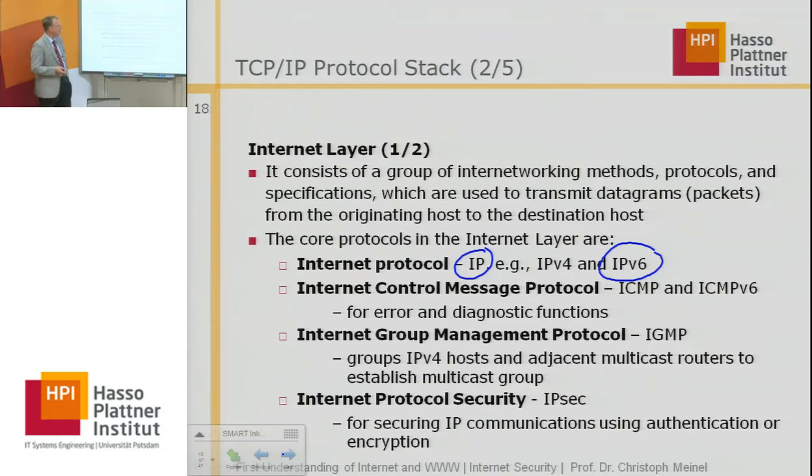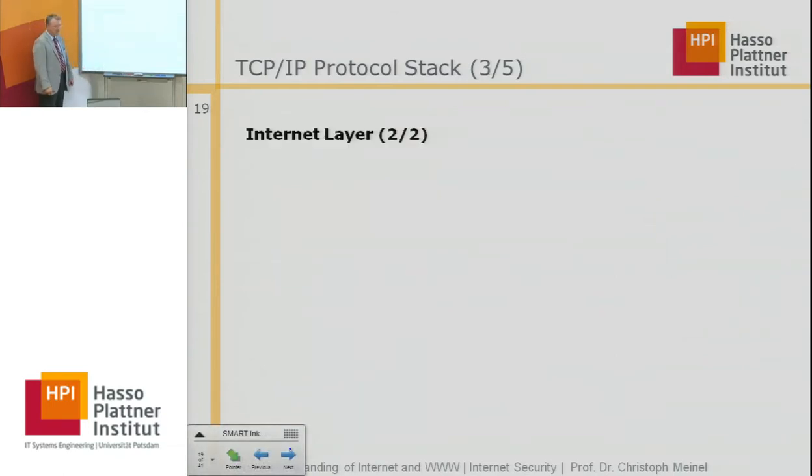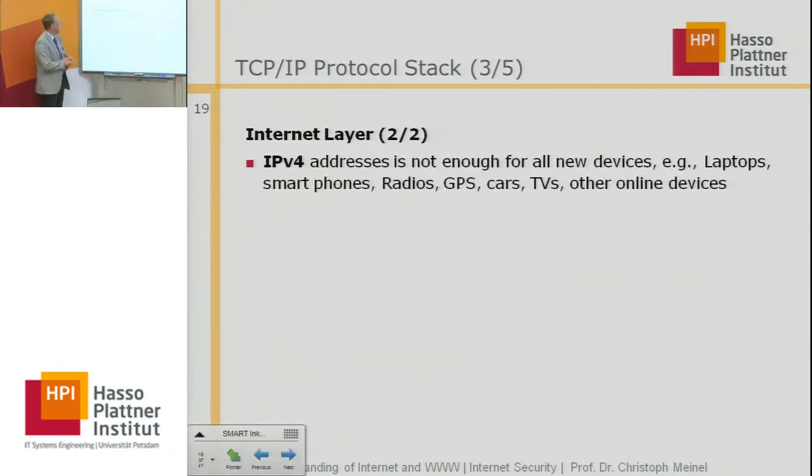Then we have the Internet Control Message Protocol, ICMP, in a version for the IPv4 protocol as well as ICMPv6 for the IPv6 protocol, for error handling and diagnostic functions. We have the Internet Group Management Protocol, IGMP, for grouping IPv4 hosts and adjacent multicast routers to establish multicast groups. We have the Internet Protocol Security protocol suite, IPsec, for securing IP communications using authentication and encapsulation.